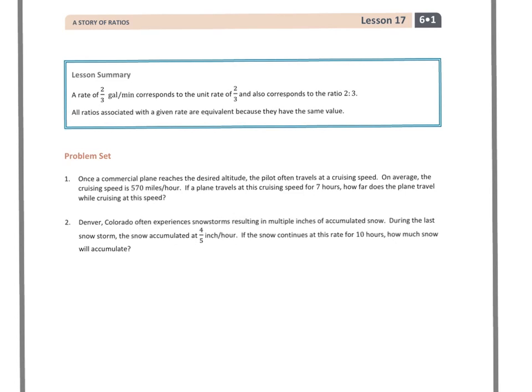So, let's take a look at one, and it says, once a commercial plane reaches the desired altitude, the pilot often travels at a cruising speed. On average, the cruising speed is 570 miles an hour. If a plane travels at a cruising speed for 7 hours, how far does the plane travel while cruising at this speed? So we have 570 miles for 1 hour, because when it says miles per hour, it means for every 1 hour or per 1 hour.